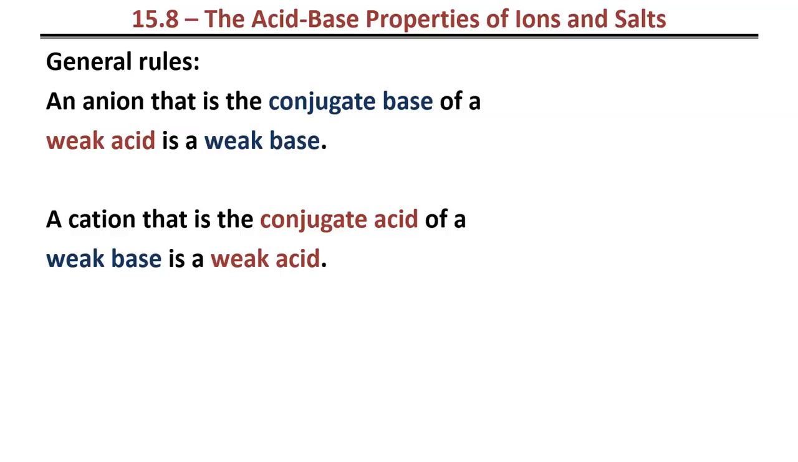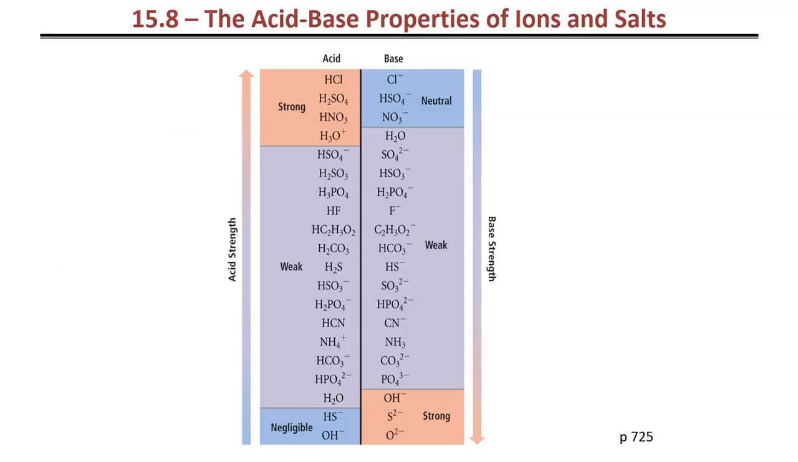The general rule of what we went over today is that an anion that is the conjugate base of a weak acid is a weak base. And so what I talked about in class was that weak is conjugate to weak. What I want to make sure I clarify here is that strong is conjugate to neutral. So the example that we considered in class for the clicker question is expanded upon here.